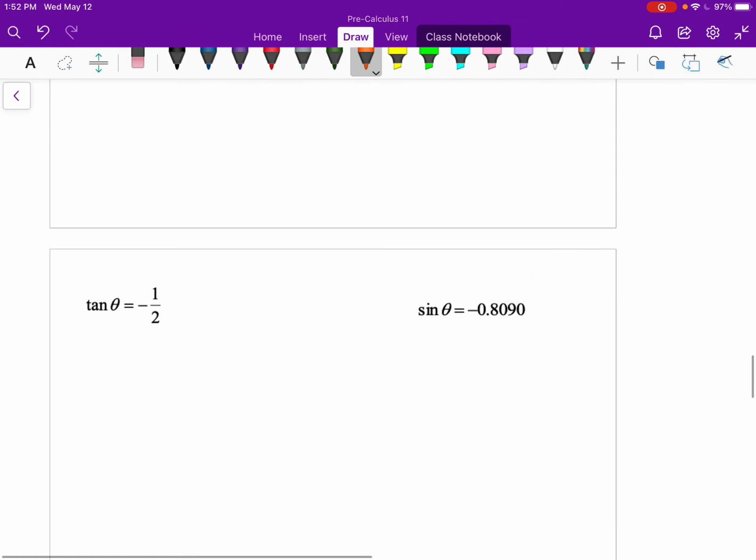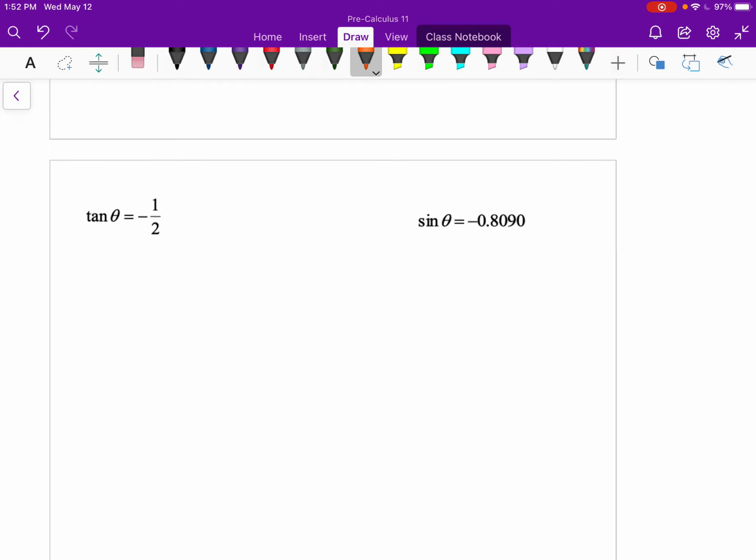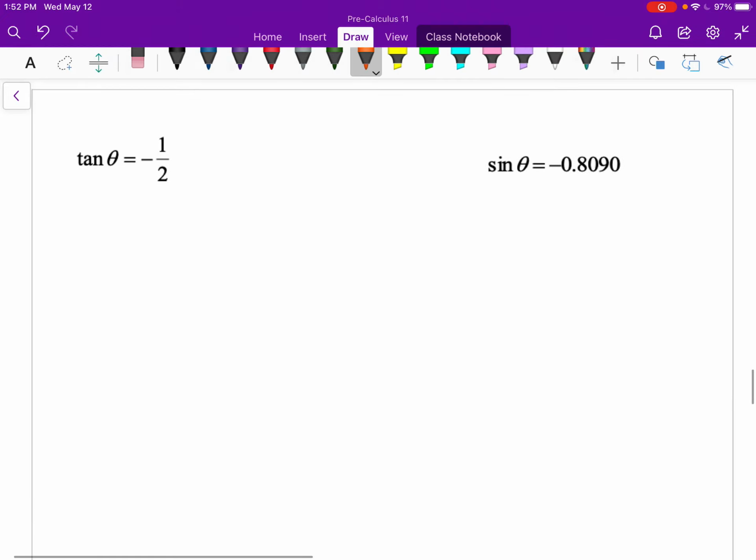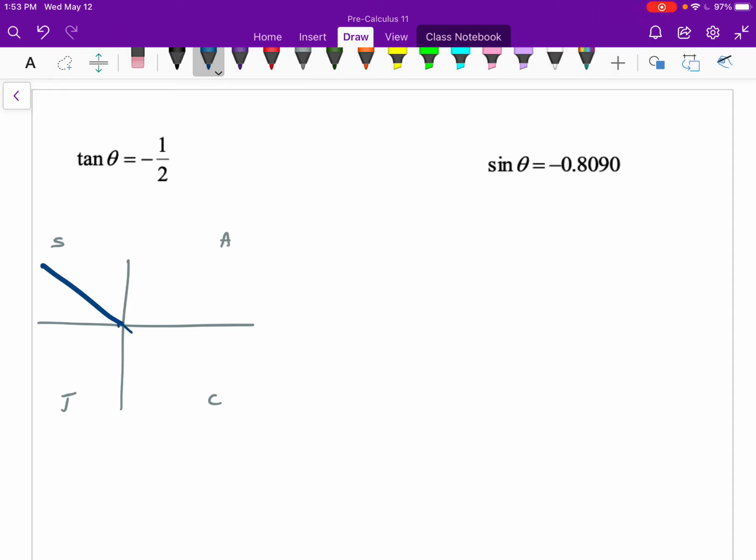All right. I believe these are the last two questions for the final problem. Oh, these are just the last two problems. All right. So for these, we will actually need a calculator at some point. How do I know that? Well, first, for the tangent, where is tangent equal to negative 1/2? Let's first think about where tangent is negative. Going back to our CAST rule, tangent is negative in the second quadrant and in the fourth quadrant.